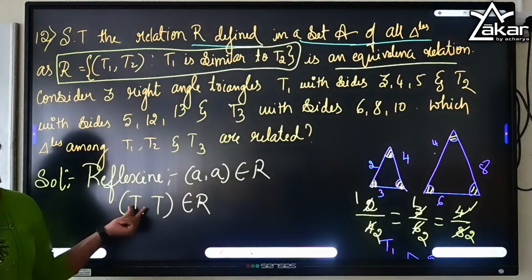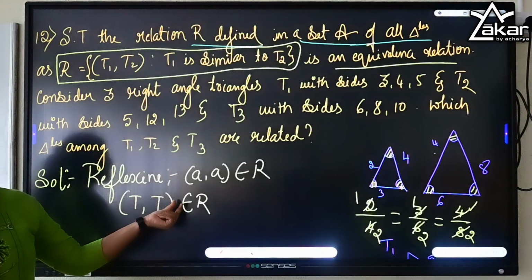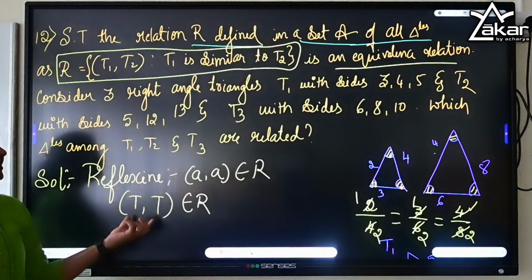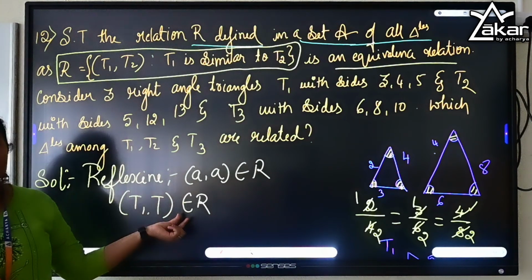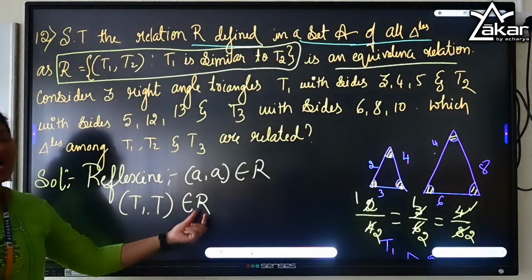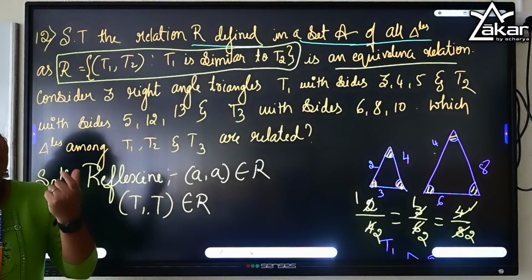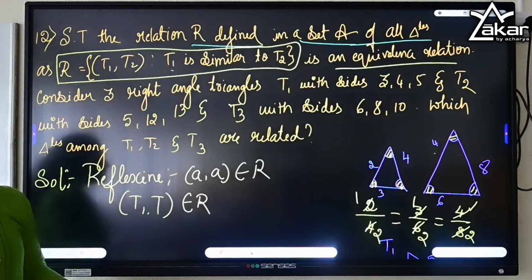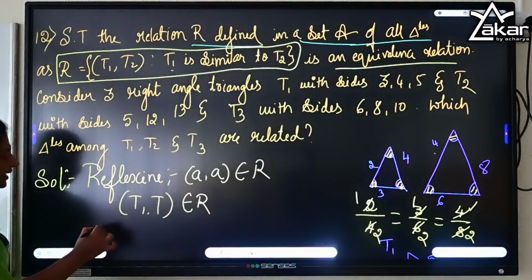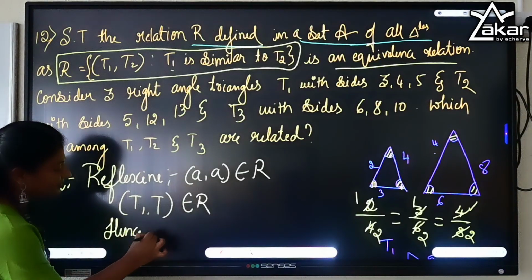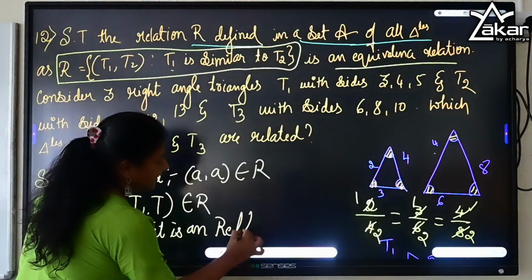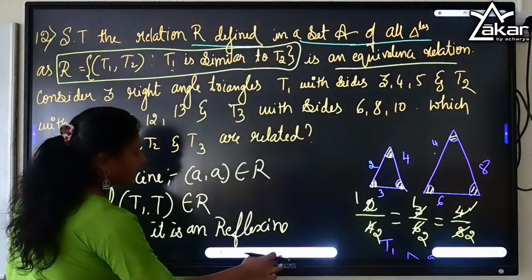Suppose T1 is an equilateral triangle, then some other equilateral triangle of a bigger size may be present, right? So T1 or TT belongs to R. TT is nothing but any triangle being related to itself in the given set. R is similar, so it belongs to R. Hence it is reflexive. We define it as reflexive, as we have defined here.